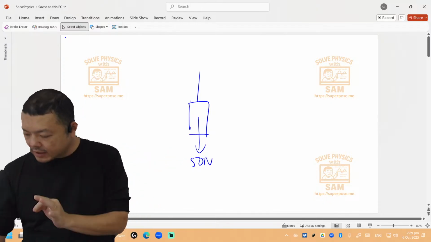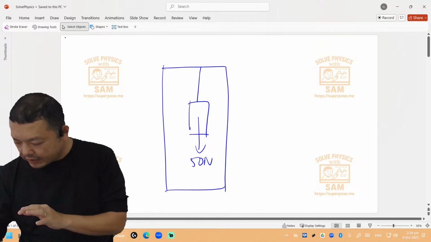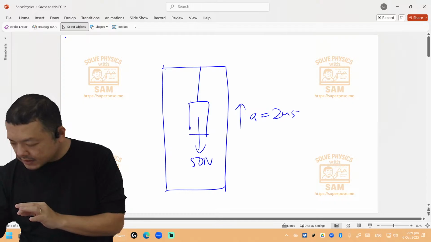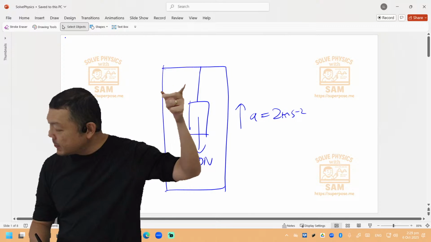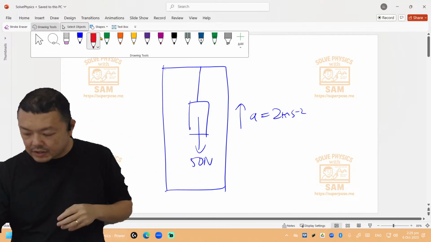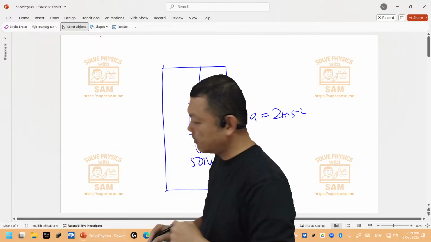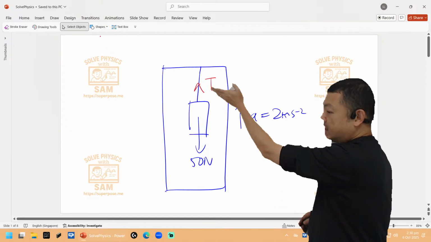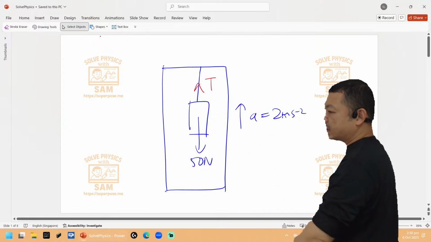Now I'm going to tell you that the lift is going to accelerate upwards at 2 meters per second squared. Can you tell me what's the tension in this cable now? I want you to find the tension in the cable. How much would the tension be? Would it be 50? Would it be slightly less or slightly more?